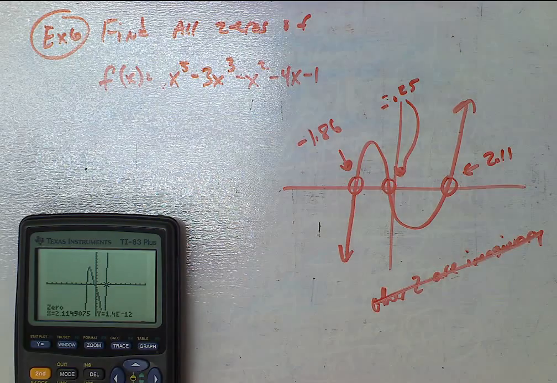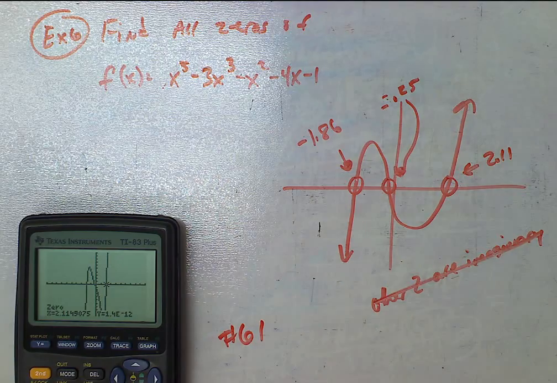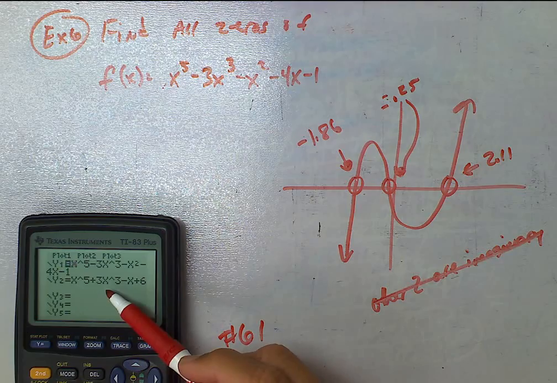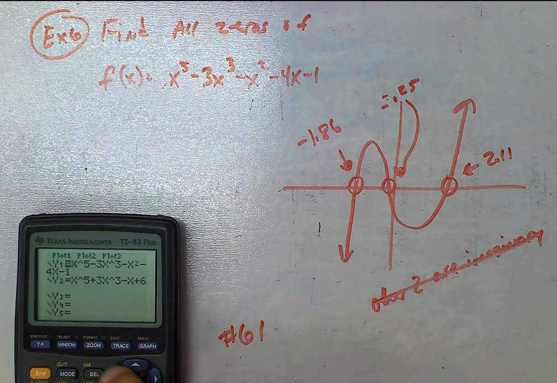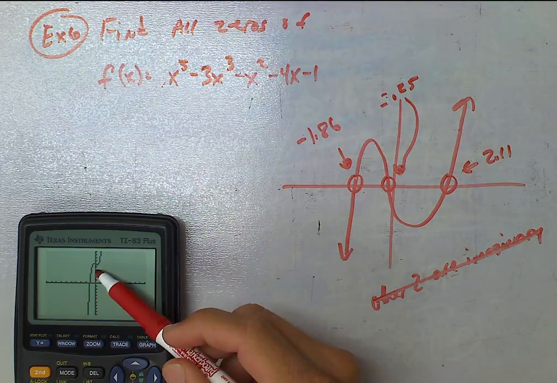Go ahead and try number 61. And you'll note that number 61 is this problem right here, the x to the 5th plus 3x cubed minus x plus 6. So I typed it in my calculator. To get it on my screen, unhighlight the first one, highlight the second one, hit graph. Go ahead and press pause real quick to see if you can find it. Note that there's only 1 0 here. That means the other 4 have to be imaginary.